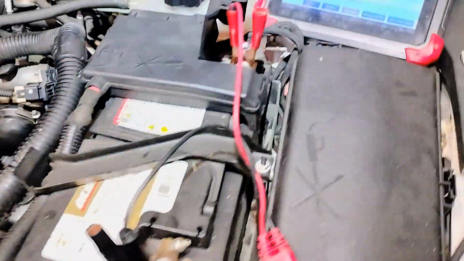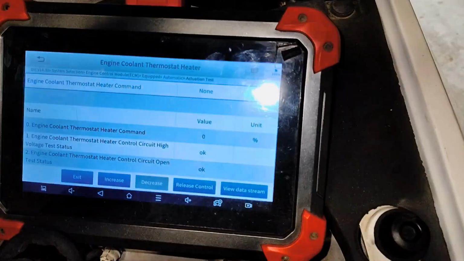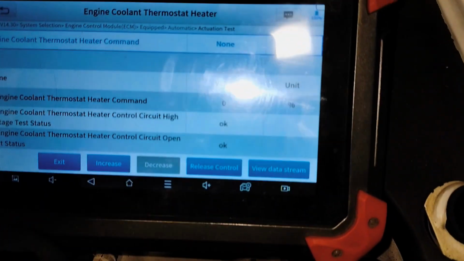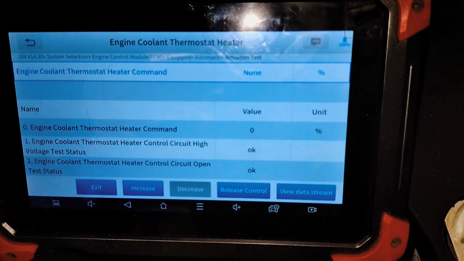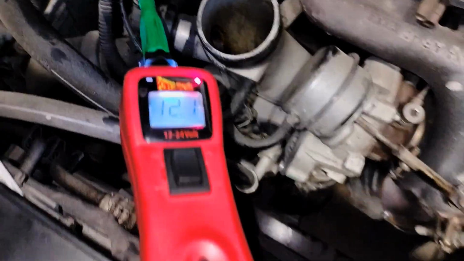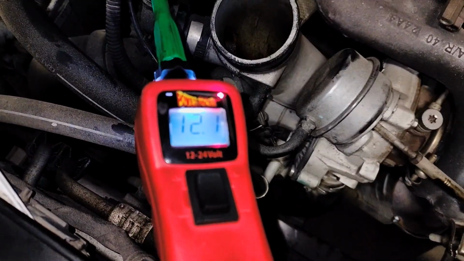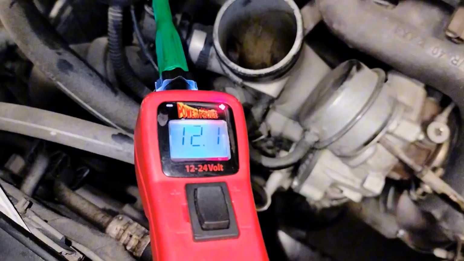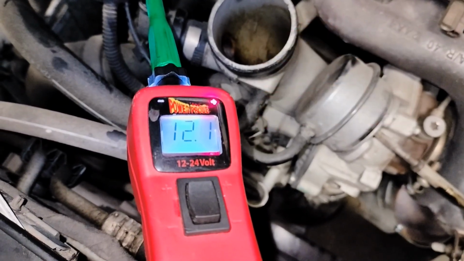Right, so here we have our setup. This is going to be my scanner where I'm gonna command a thermostat. This is an electronic thermostat, and in order for us to command the thermostat, we're gonna have to have a scanner, and we're gonna have a back probe here on the thermostat wiring. Right now, if I'm testing the green wire on the thermostat, it has just key forward. It has 12 volts.